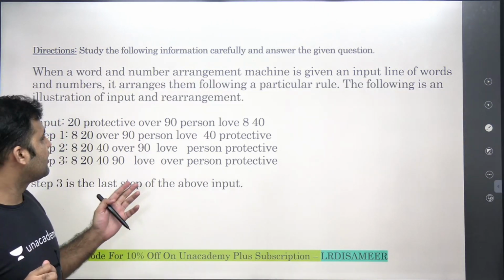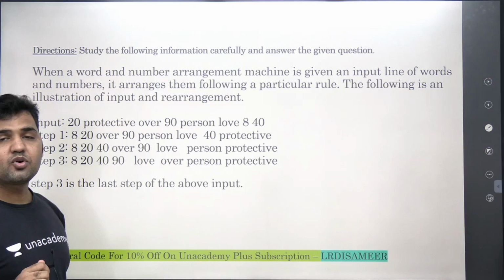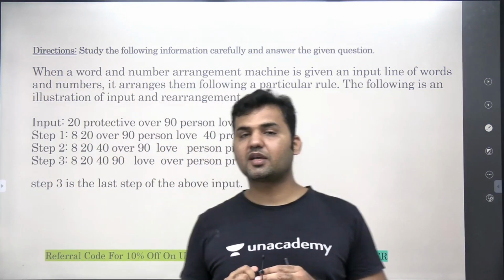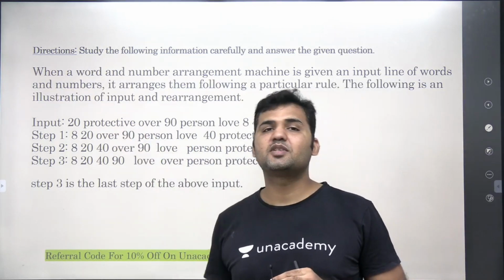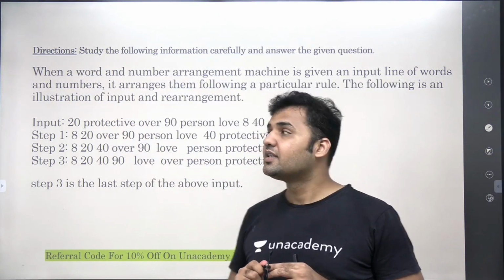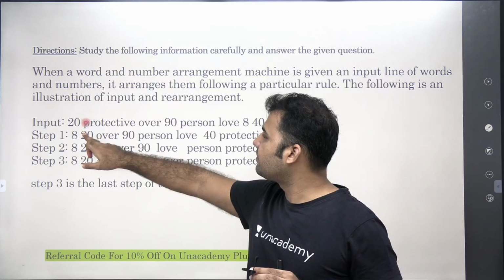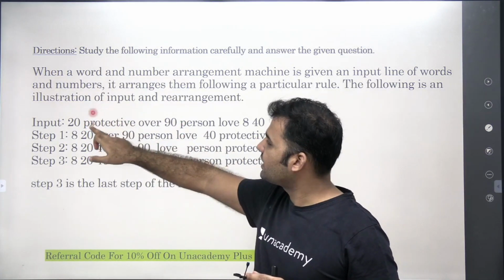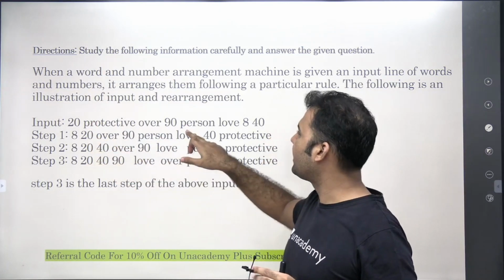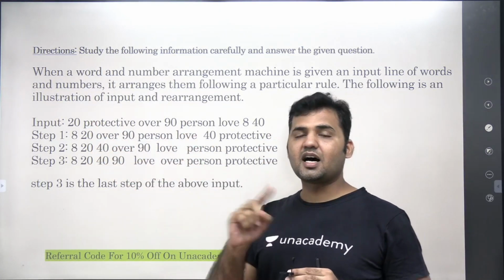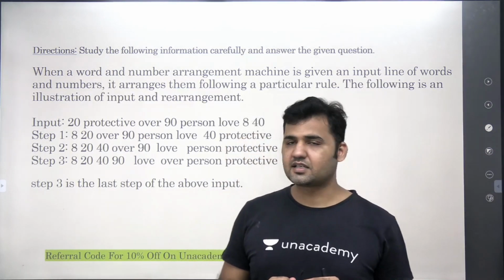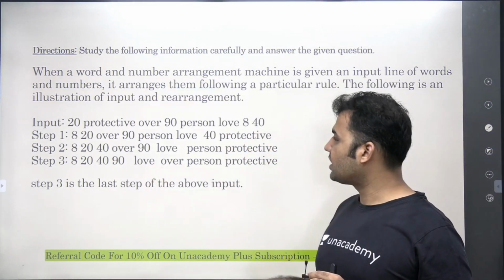Now, some of you might be confused that protective and person both start with the same alphabet, that is P. Then why in the first step has protective been taken to the right hand side, why not person? See, if the first alphabet is the same, in that case, you are supposed to compare the second letter, which is R here and E here. So between R and E, R is the larger alphabet, so therefore protective has been taken to the right hand side.